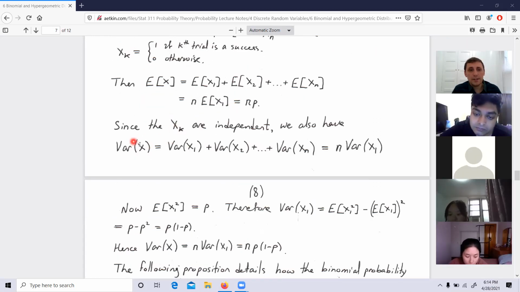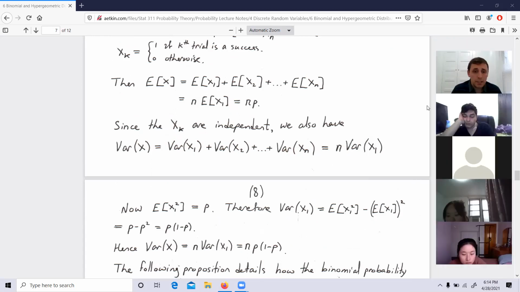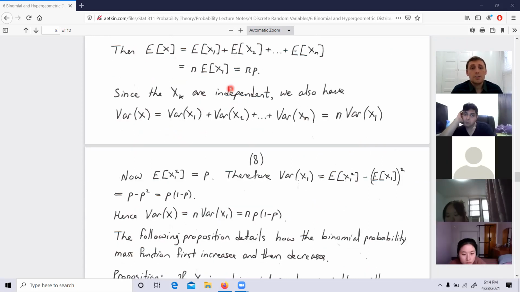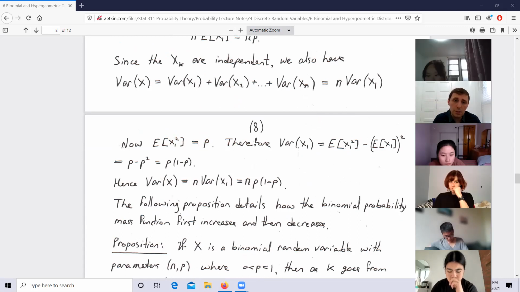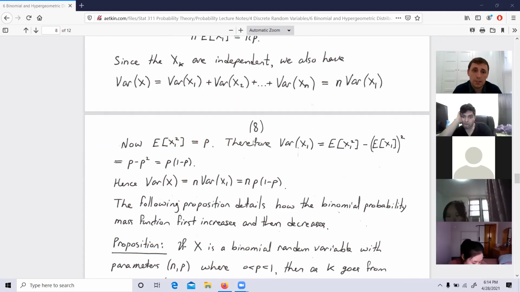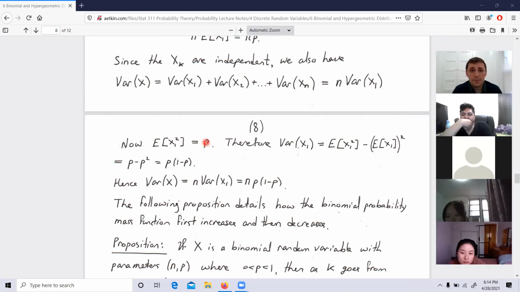So what's the variance of x? It's the variance of x1 plus variance of x2 all the way to variance of xn, which is just n times variance of x1 since they are all the same, right? Each xk is identically distributed. So the expected value of x1 squared is also P. Do you agree? It's just again 1 squared or 0 squared. So it's the same random variable. x1 squared is the same as x1. So its expected value is P.